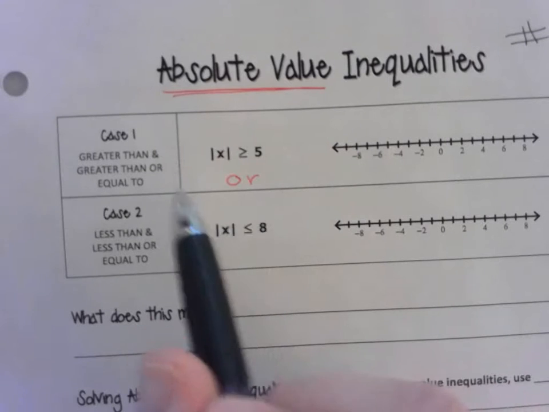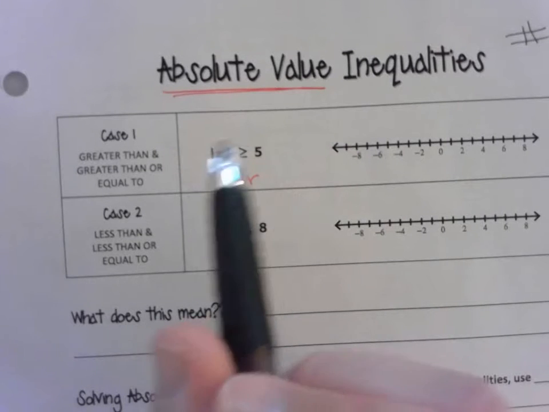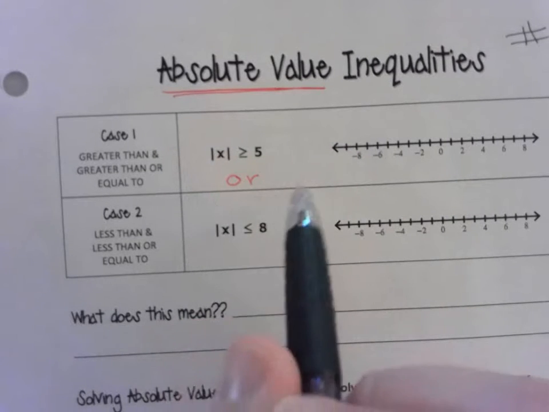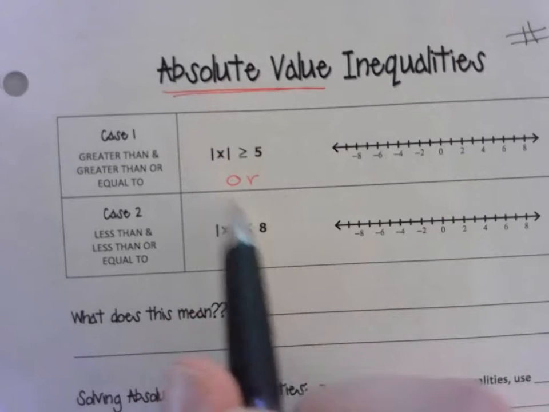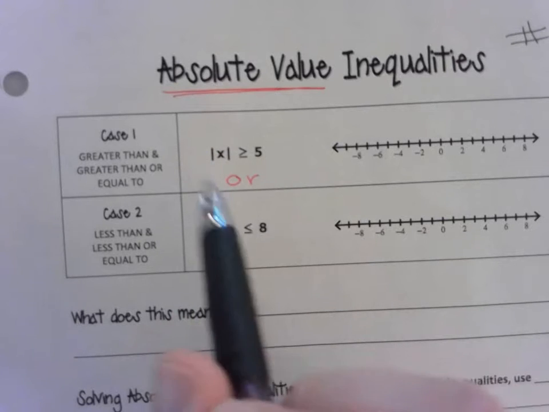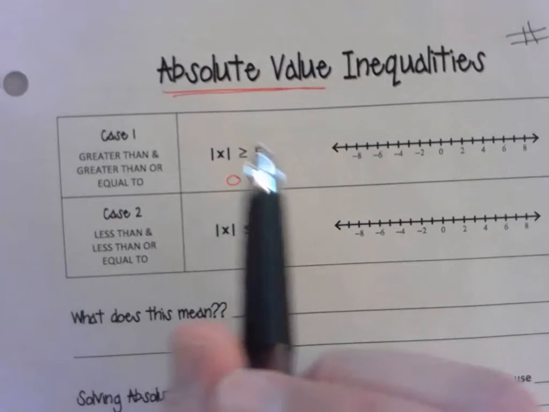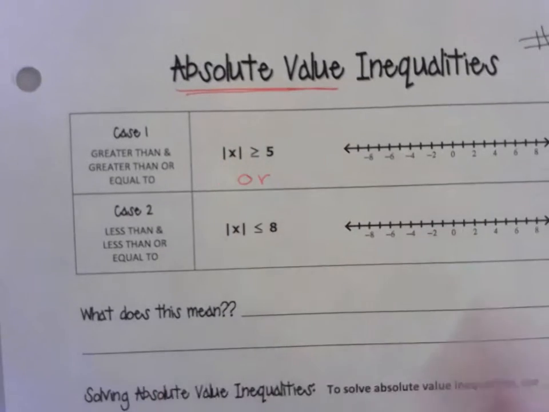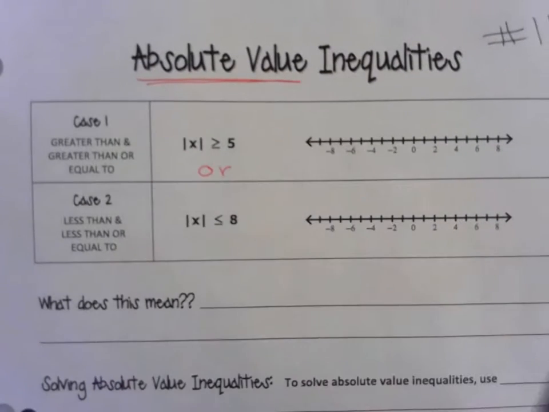When I graph an or compound inequality, what will it usually look like? We did it yesterday. When I put an or compound inequality on a number line, what will it look like? Going away from each other, okay? So we're kind of combining absolute value equations with compound inequalities like we did yesterday, okay? So let's go ahead and graph this.